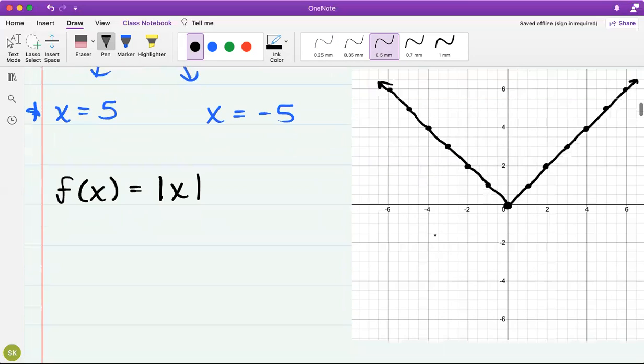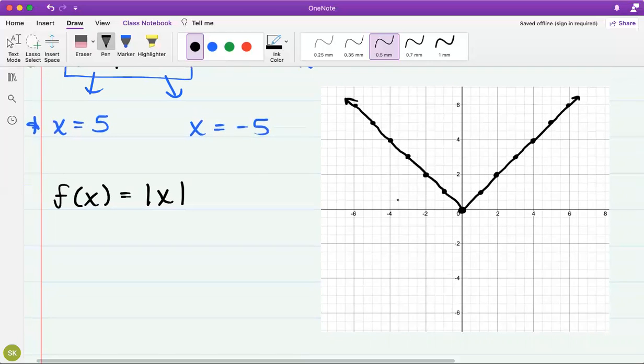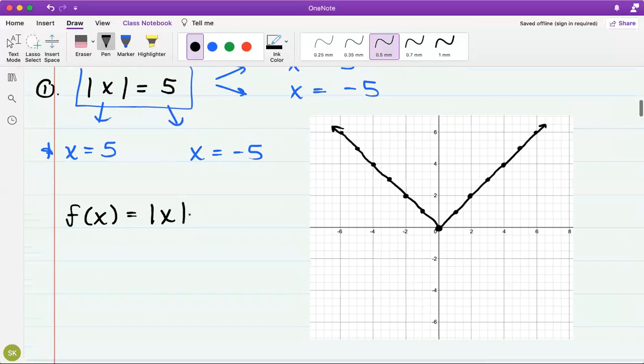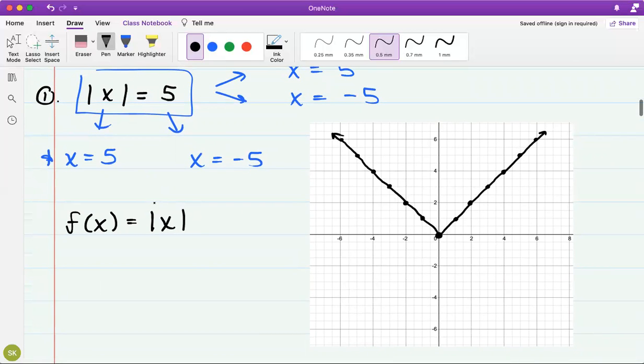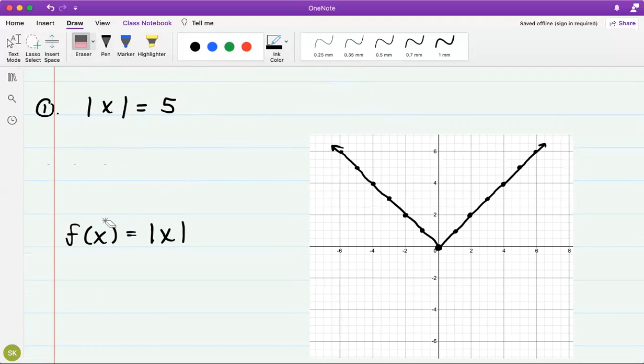And you can double check this. If you plug in x is equal to -1, the absolute value of -1 is 1, so that's why I have the point -1, 1. Okay, this graph is symmetric with respect to the y-axis. So whatever I have over here is also over here. So this is the function, absolute value of x. And now, if you look back at what we have, we are setting the absolute value function equal to this number 5.